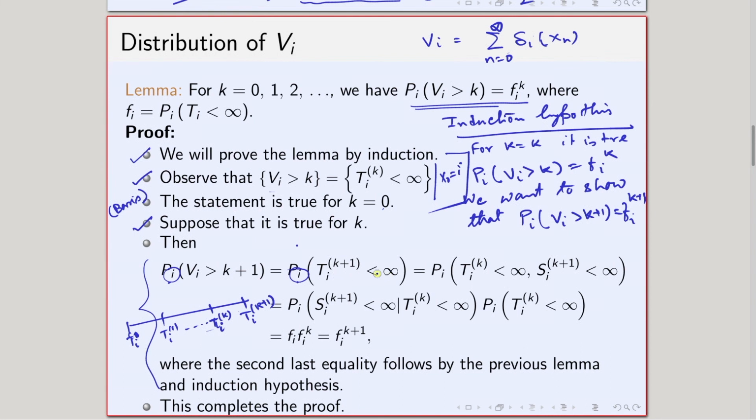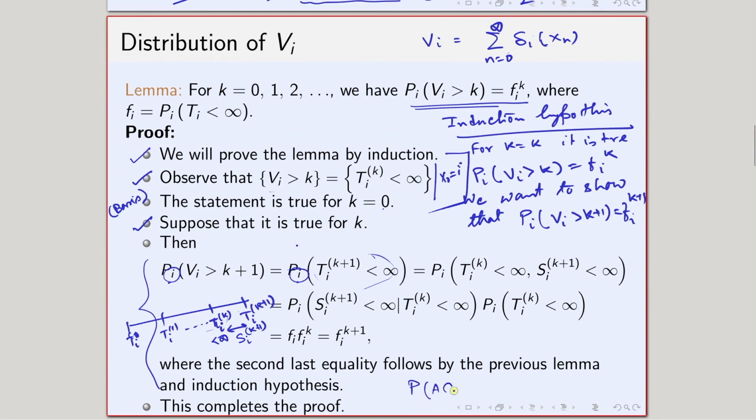So I can write this one as: this one is finite, plus this time difference is finite, and this time difference is nothing but s_i^{k+1}. So I can write that the probability, given X_0 equals i, that t_i^{k+1} is finite is the same as the conditional probability, given X_0 equals i, that t_i^k is finite and s_i^{k+1} is also finite. And these two events are equivalent in the sense that if this one is true, then this one is also true. On the other hand, when this one is true, then this one is also true, conditioning on X_0 equals i.